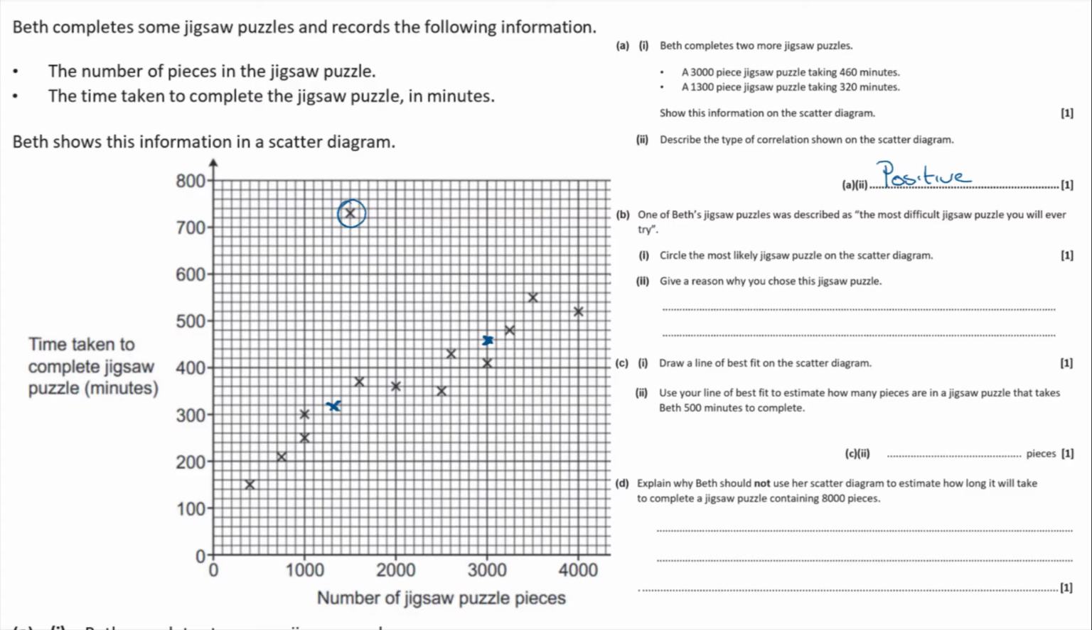One of Beth's jigsaw puzzles was described as the most difficult jigsaw puzzle you will ever try. Circle the most likely jigsaw puzzle on the scatter diagram. Well, I think I've already done that, haven't I? It's that outlier up there.